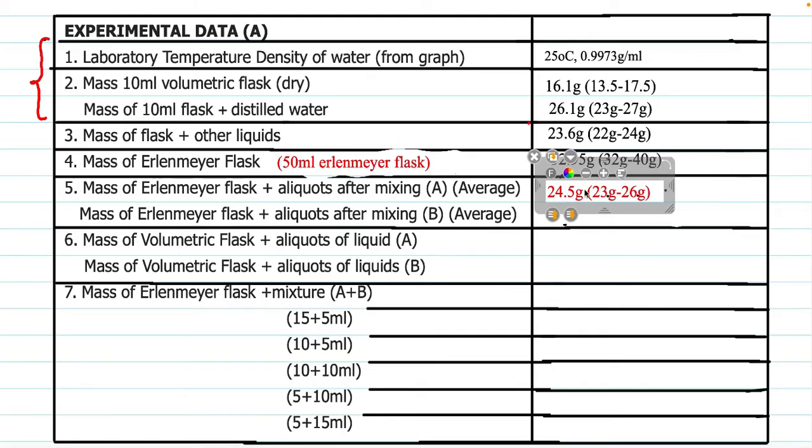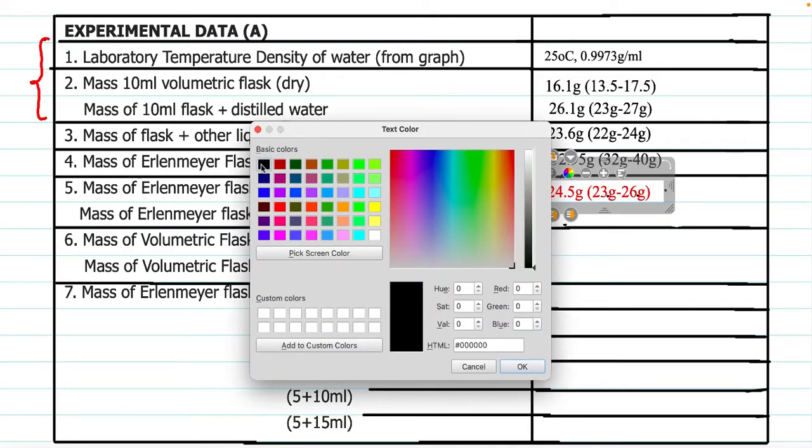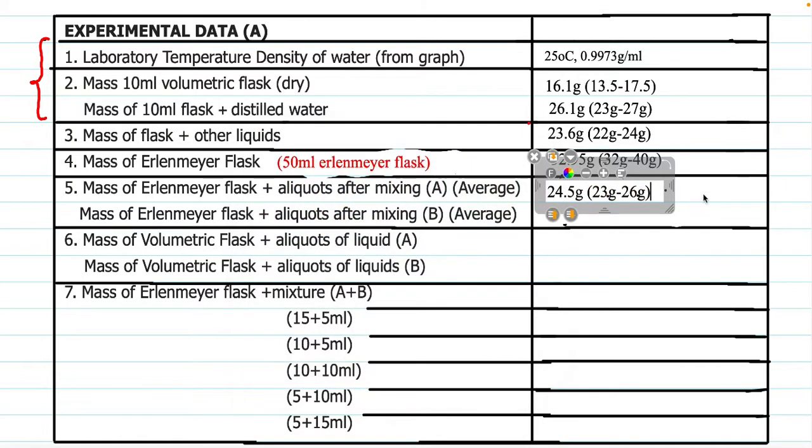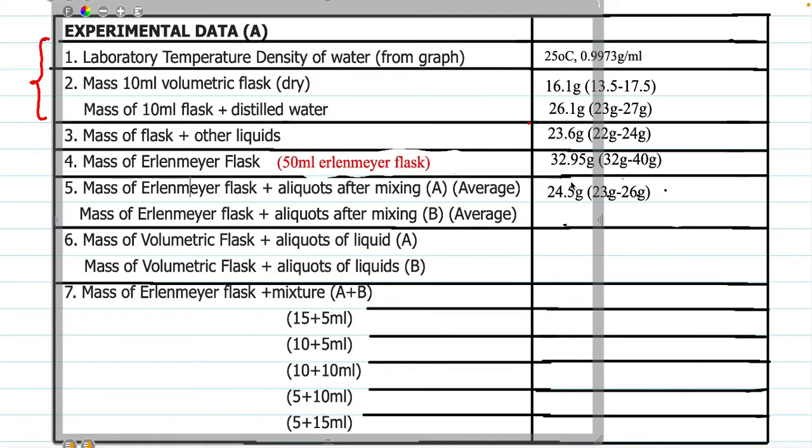If your range of value is within 23 to 26 grams, fine and good, we are good to go. But if your range of value is actually not, now look at this: the real answer you're going to write is not supposed to include the mass of this flask, right? Whatever you have, the mass of flask plus this aliquot, you're going to subtract from it the mass of the Erlenmeyer flask when it was empty.